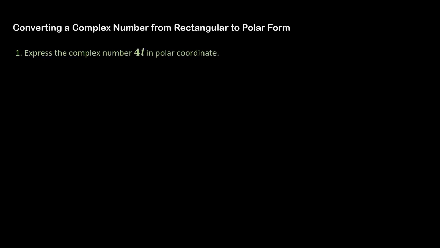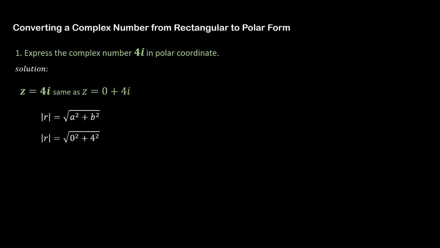Example 1. Express the complex number 4i in polar coordinates. For the solution, we know that 4i is equivalent to the complex number 0 plus 4i. Therefore, the modulus is given by the square root of a squared plus b squared, which is equal to the square root of 16, or 4.